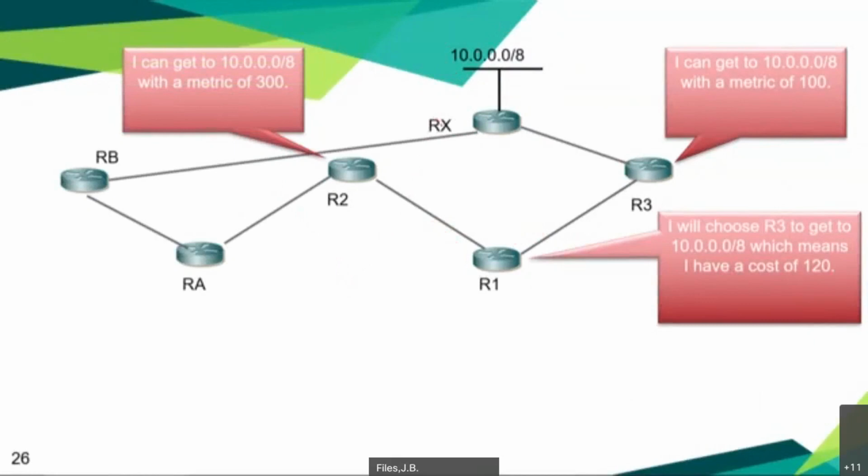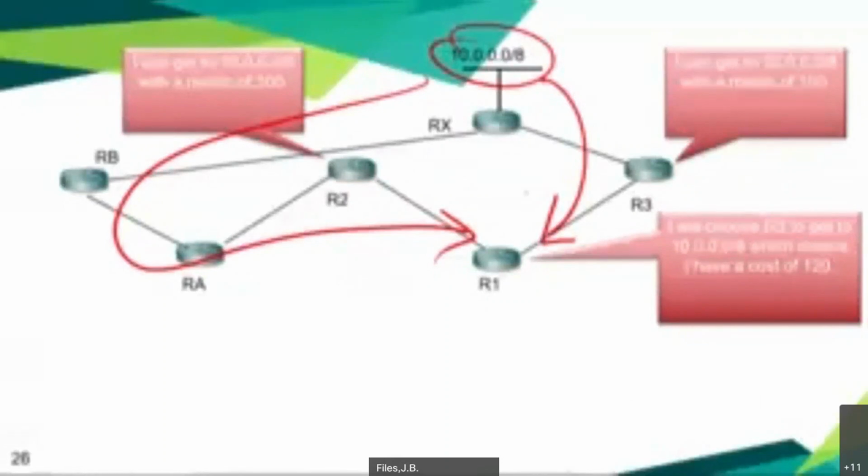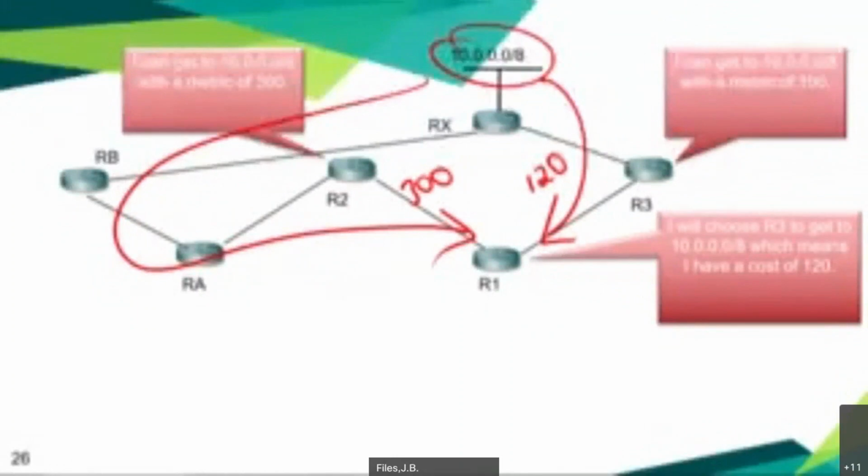So let's do this. R1 knows it can get there one of two ways, right? So this way has a cost of 120 and this way has a cost of 300. Okay, step one. What's the first thing R1 is going to do? It's trying to pick which way to go. It's got two choices. Don't overthink it. It's easy. Yeah, it's going to pick the best route, right? So the best route is 120.